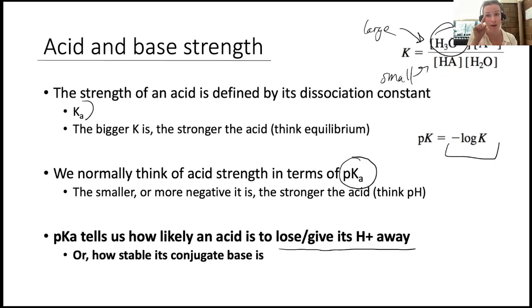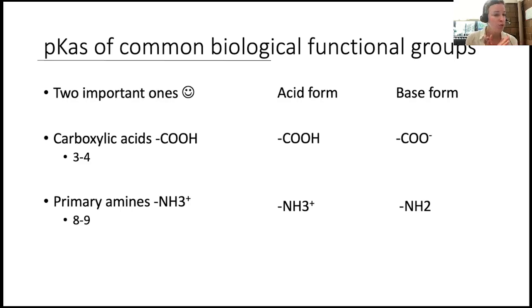We can also think about how stable the conjugate base is. Things that have a very stable conjugate base tend to be strong acids. And so let's compare two common pKa's to kind of wrap up our understanding of pKa. Two important functional groups in biochemistry are carboxylic acids and primary amines. But carboxylic acids have a much smaller pKa, whereas primary amines have a much larger pKa.